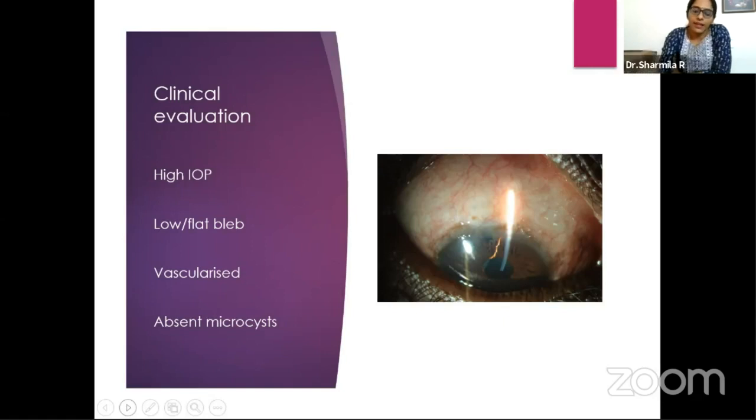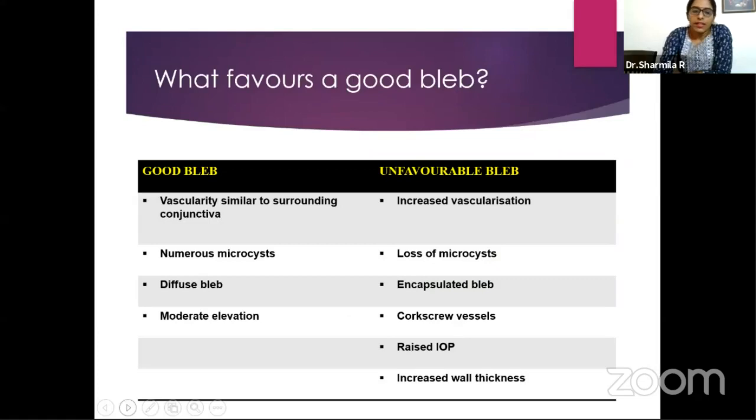So with the clinical evaluation, we have to diagnose a failing bleb. It means that the patient will have a high intraocular pressure. The bleb may be low or flat. There may be vascularization over the bleb and also absent microcysts. Similarly, a good functioning bleb will have a lot of microcysts, a diffuse bleb, and very little vascularity.